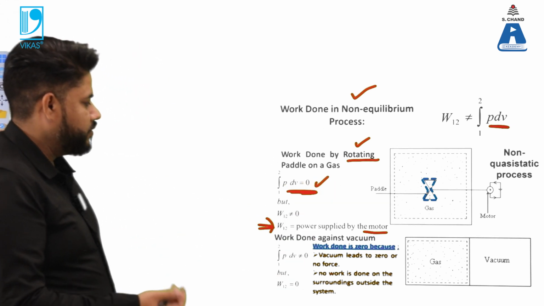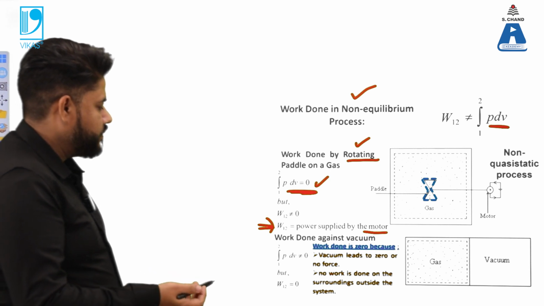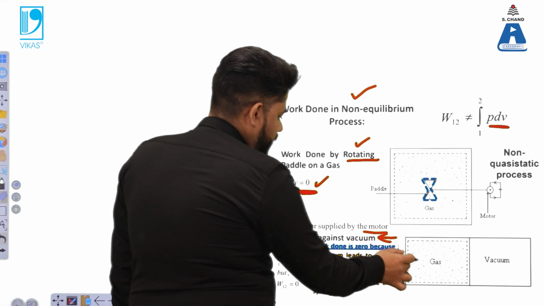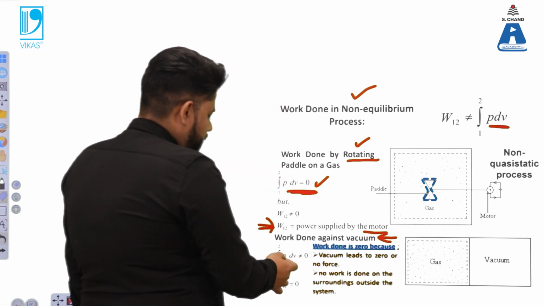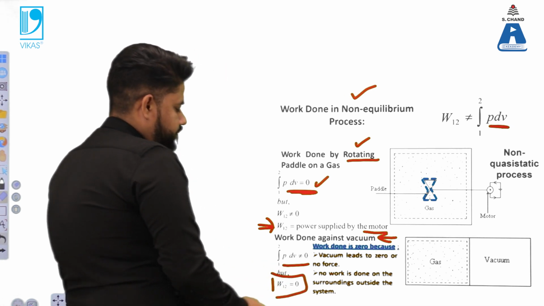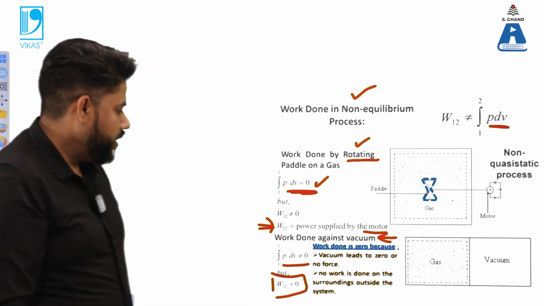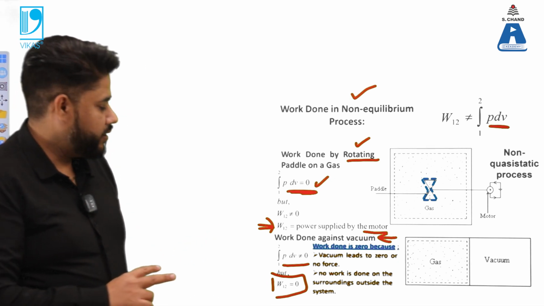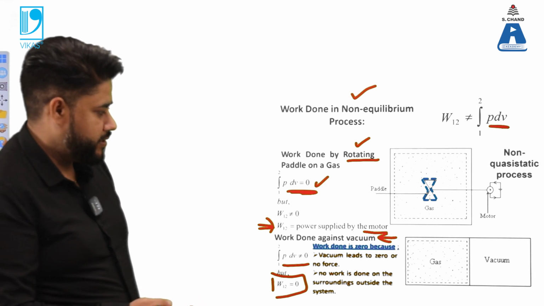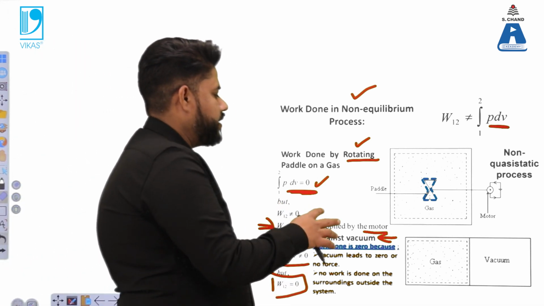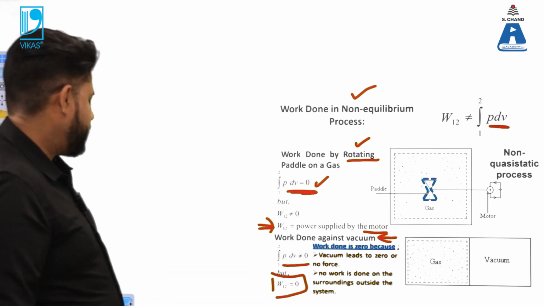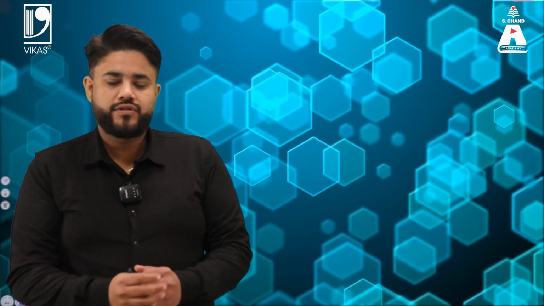But if we consider a particular situation, let's say a gas and vacuum condition, in that case W12 can be 0. So vacuum leads to that 0 work value, and no work will be done on the surroundings outside that particular system. So this is the case in which a gas is there in the system and vacuum is there in the system. So we stop here for a short break.